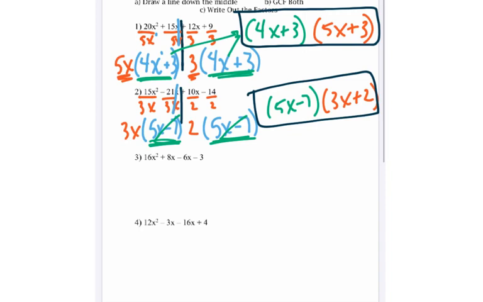In number 3, again, draw your border. A line down the middle. I take out the greatest common factor of both. Be careful. The biggest number that these have in common is not 4. All of us think it's 4. It's actually an 8. And they both have an x in there. So my GCF here is 8x. My leftovers, 16 divided by 8 is 2, with an x left over. 8 divided by 8 is 1.